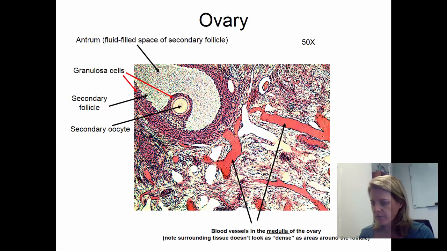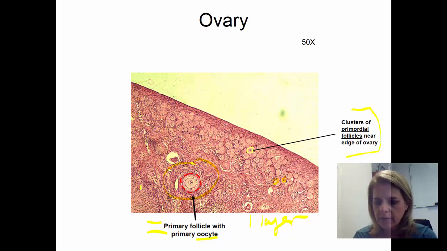If it's a secondary follicle, let me go back to this slide. If it's a secondary follicle, you will see the oocyte in the middle, right here. And then you'll see two layers of cells around it. So primary has one layer, secondary has two.